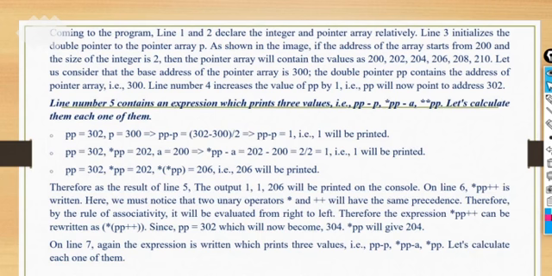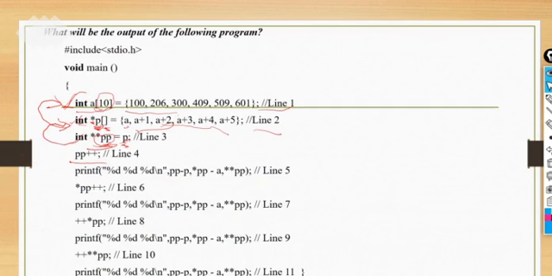So same thing here. What will it print actually? If I come here, pp plus plus, what is it doing? What is the value of pp here? The address of p, that is 300, right? So pp plus plus means you are incrementing whatever is the value of pp. So what is the value of pp? It will increment it by 1. So it will become 302.